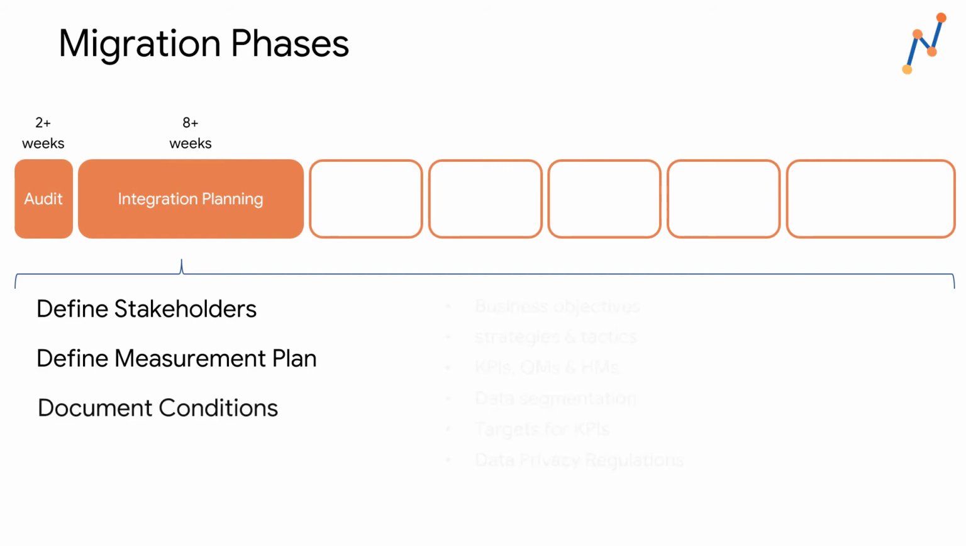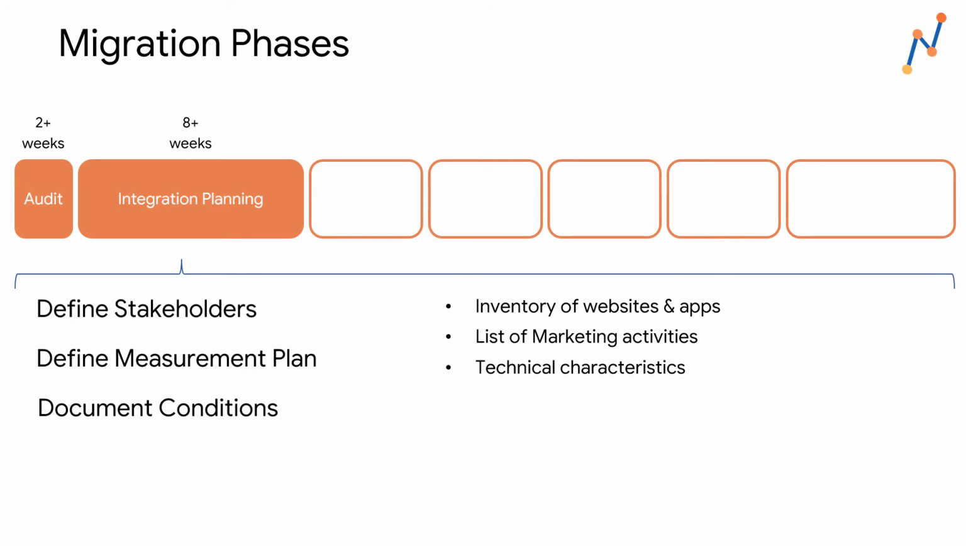Another step in the integration planning is the documentation of the technical conditions, which will take care of understanding the realities, like for instance, the inventory of websites and apps, as well as corresponding sitemaps, a complete listing of all marketing activities, online and offline, and the technical characteristics to determine whether all required data can be collected with the technologies used.